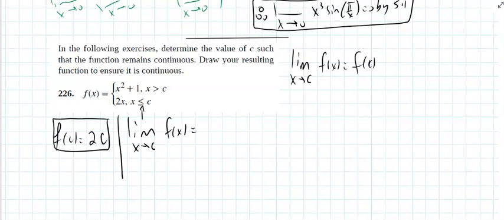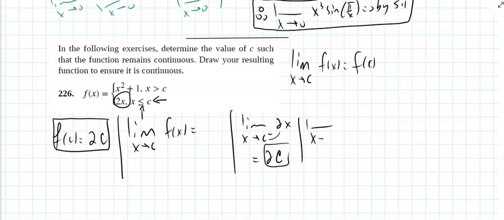Well, let's see. If I take the limit as x approaches c from the left, that means x is less than c. You're dealing with this, and since that's a polynomial, I plug that in and I'll get 2c. If I take the limit as x approaches c from the right, that means x is bigger than c. Let me make sure. Yeah, x is bigger than c. Then I'm using x squared plus 1. And if I plug c in, because that's a polynomial, that's c squared plus 1.